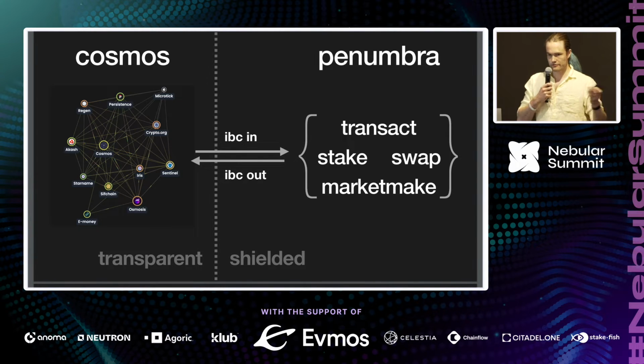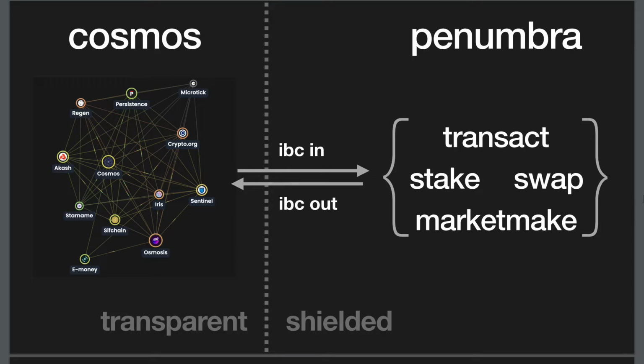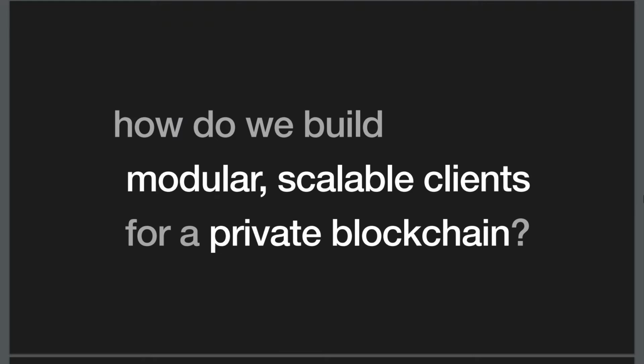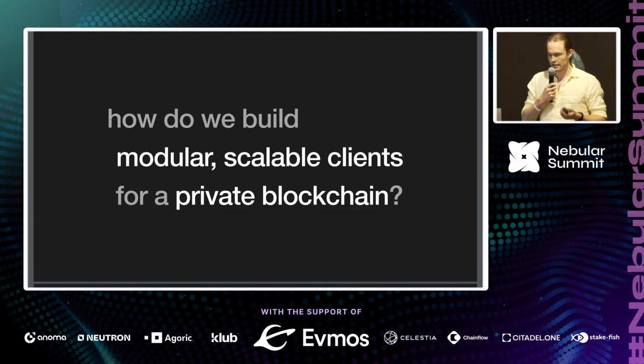So this is the grand vision. You have this bigger Cosmos ecosystem, all of these transparent chains, and then people can do IBC transfers into Penumbra, and once they're inside of Penumbra, everything that they do on the chain is private by default. Okay, so that's enough of the context. But the big question that we have is, how do you build modular, scalable clients for this private blockchain?